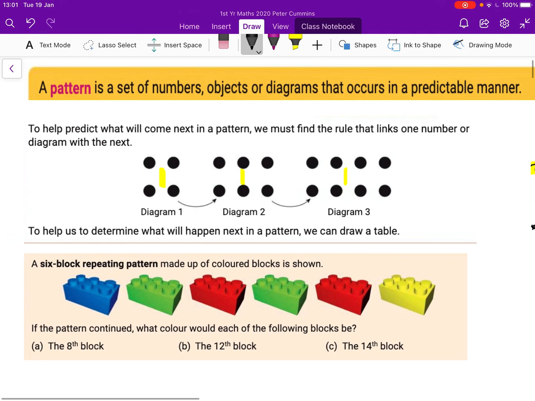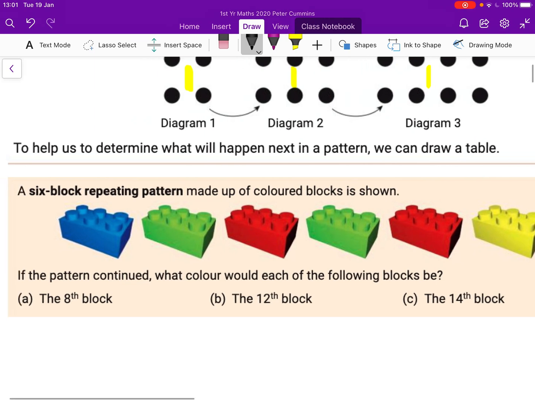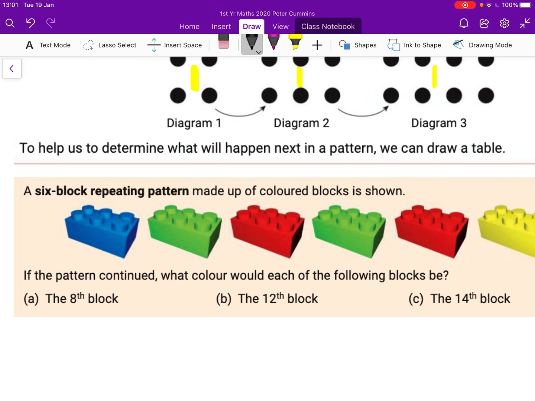Okay, right, here's another example for you. A 6-block repeating pattern made up of the colour blocks is shown. If the pattern continued, what colour would each of the following blocks be? So what they have there is a blue one, a green one, a red one, a green one, a red one, a yellow one. So you say, well, this is block 1, this is block 2, this is block 3, this is block 4, this is block 5, and this is block 6.